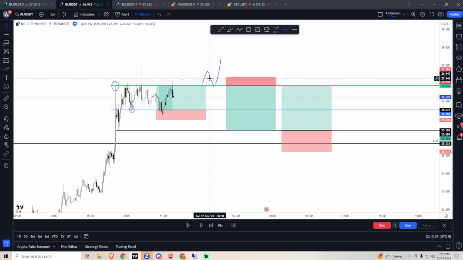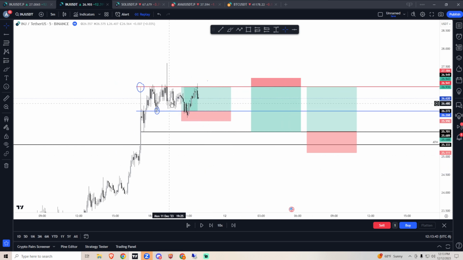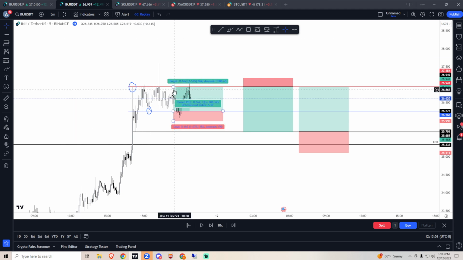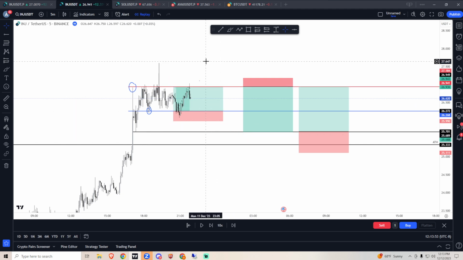So if I were to play this out, right, and just know the more touches of resistance or support, especially in a range, it's going to get weaker and weaker. We've had multiple touches here on the 5-minute, right?